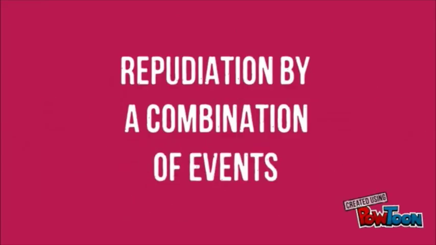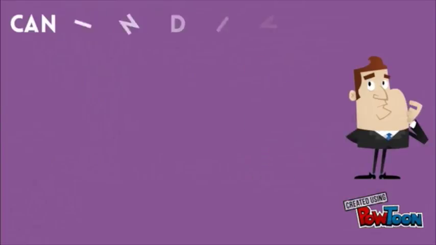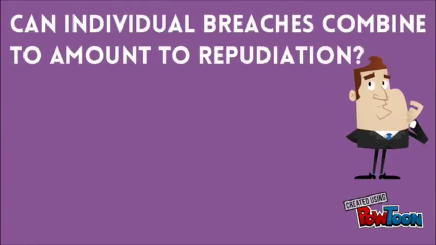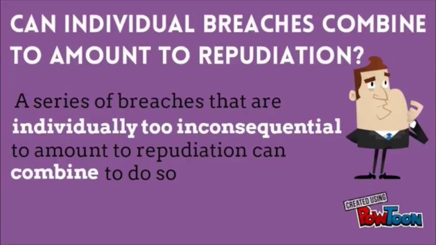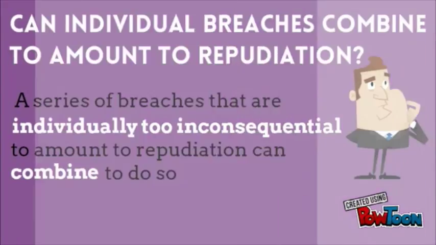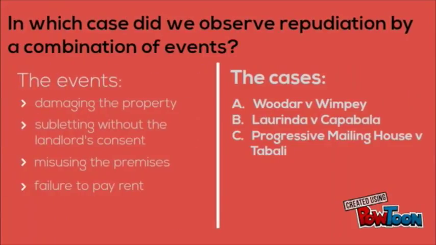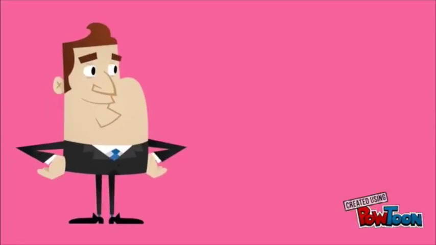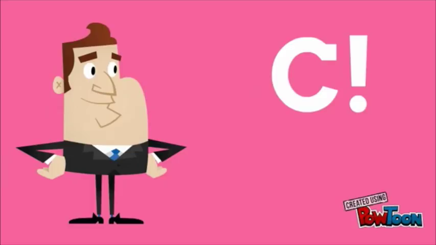What about when repudiation occurs from not one, but a combination of events? The individual breaches, when combined together, can still amount to repudiation, right? Correct. Sometimes a series of breaches that are individually too inconsequential to amount to repudiation can combine to do so. A real example of this occurred in a case involving a tenant who committed many breaches. These minor breaches, when combined, led to a right to terminate under common law, and more damages being awarded. Can you correctly name the case in which this scenario occurred? C. Progressive Mailing House and Tabali.